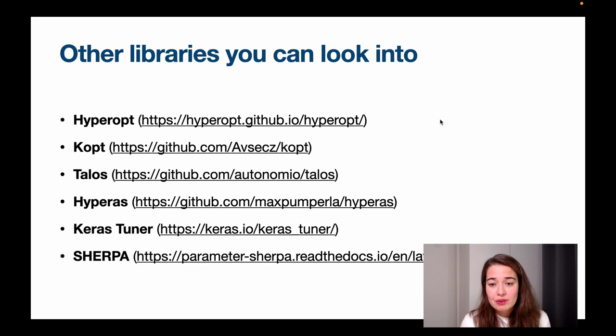There are some other libraries that I haven't mentioned as part of any specific algorithm. There's HyperOpt, and then you have Copt and HyperAst, basically built on HyperOpt to be used with Keras. You have Talos, Keras Tuner obviously works with Keras, and then you have Sherpa. And most of these libraries are implementing a bunch of different algorithms. That's why I didn't specifically mention them in any one of them.